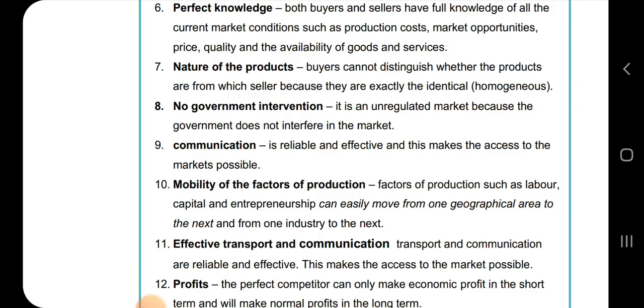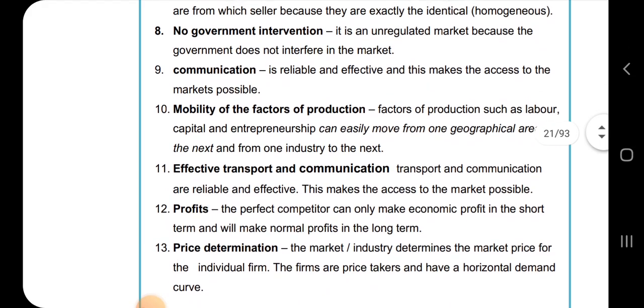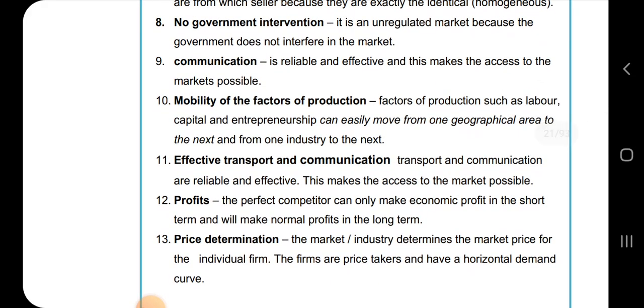And there's no government intervention. It is an unregulated market because the government does not interfere in the market. The government cannot come and say, oh, this is what's going to happen. No. And communication is reliable and effective, and this makes access to the market possible. So there is communication. You're able to ask questions and know what is happening.